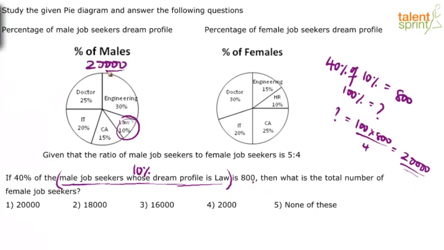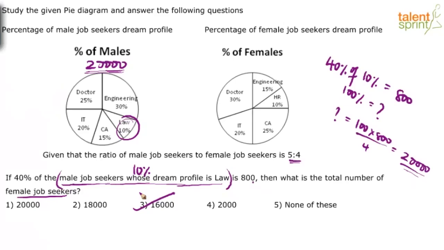This is 20,000. What do we have to find out? What is the total number of female job seekers? You know that the ratio is 5:4, right? So if this is 5 parts, what is 4 parts? 16,000. This we have done in the previous question as well, right? If 5 parts is 20,000, 4 parts would be 16,000. So your answer here is option 3, 16,000.